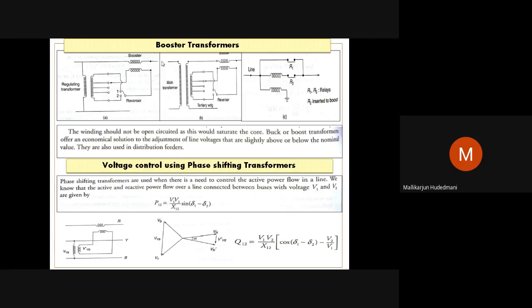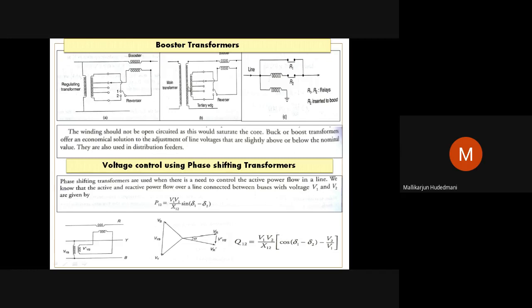This is used in medium and long transmission lines. The same concept is mentioned in this main transformer. You can see here there is a distinction between these two. There is a continuous transmission line. Across the line we have a regulating transformer. This is what is shown here.